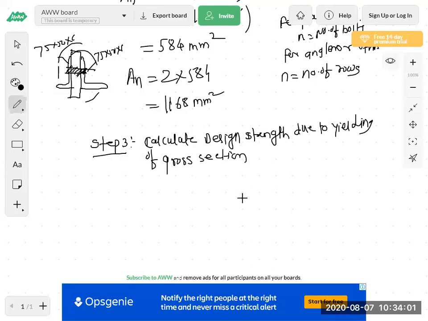So what are these six steps? In the first step, we are calculating the diameter of the bolt hole. In the second step, we are calculating the net area. In the third step, we are calculating the design strength due to yielding of gross section. In the fourth step, we are calculating the design strength due to rupture of critical section. In the fifth step, we calculate block shear strength. And in the sixth step, the design strength, which is the minimum of these three.